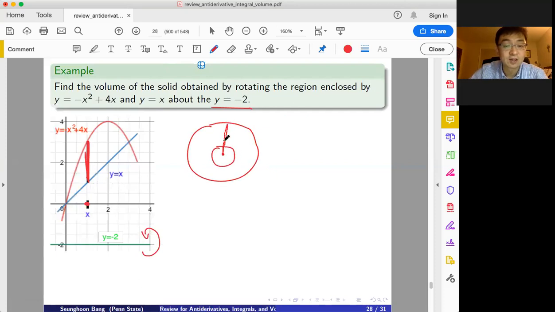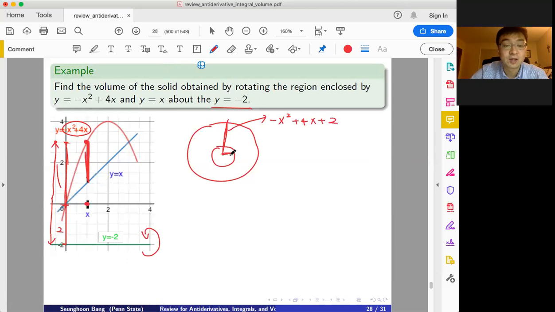What is the outer radius and what is the inner radius? The outer radius is from this point to the rotating axis. This length is exactly the outer radius. What is this length? This length is the function value, minus x squared plus 4x. And what is this length? This length is always 2. You add the 2 lengths: the function value, minus x squared plus 4x, plus 2. So the outer radius is negative x squared plus 4x plus 2.